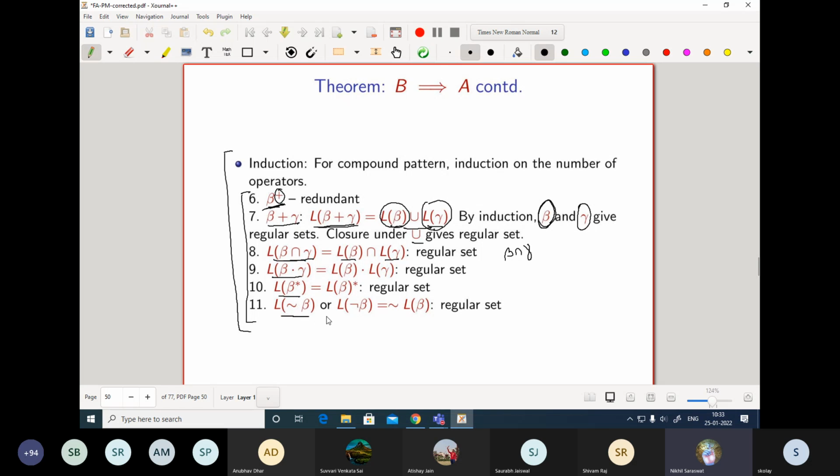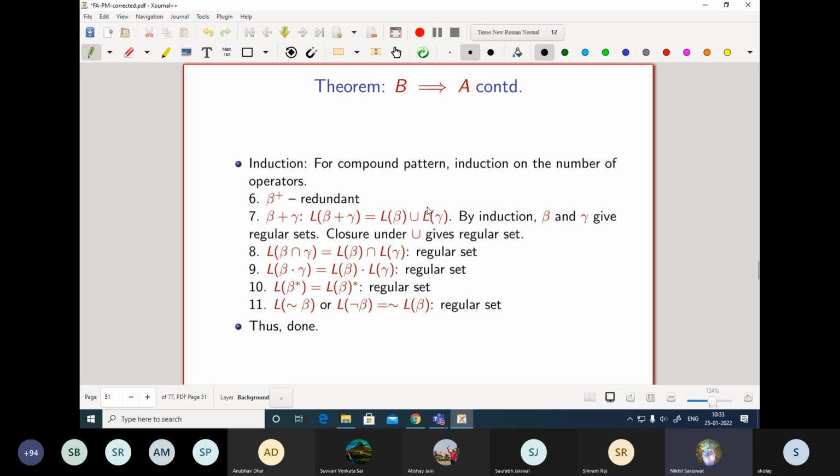Some of these things are redundant, but just from the definition of regular sets and their closure under different set operators, you can show that all these things are either redundant or regular sets. Therefore, the language corresponding to any compound pattern is also a regular set. Therefore, we are done. We have shown that if A corresponds to the language matching a pattern, then it is also a regular set. Any questions so far?